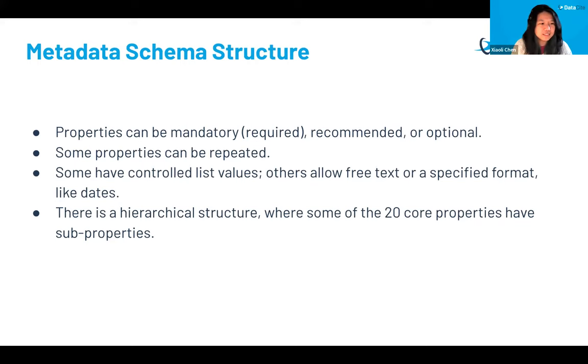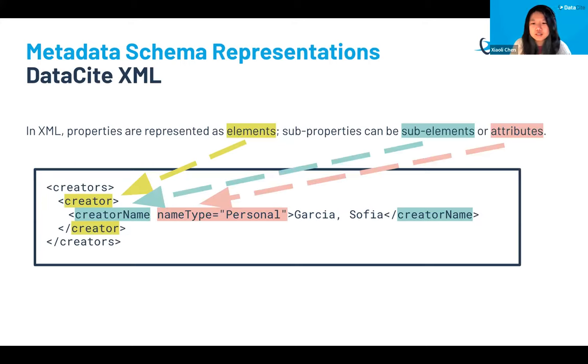Next slide, please. So the traditional way of submitting metadata to DataCite is to submit an XML file that contains all of these metadata elements in it. And this is how it looks like encoded in an XML. It represents its elements, sub-elements, sub-properties, and attributes to the sub-elements. So that's a hierarchical structure we're talking about. And here is Sophia Garcia as a creator, as a person and a creator. It's not an algorithm called Sophia Garcia. So yeah, next slide.